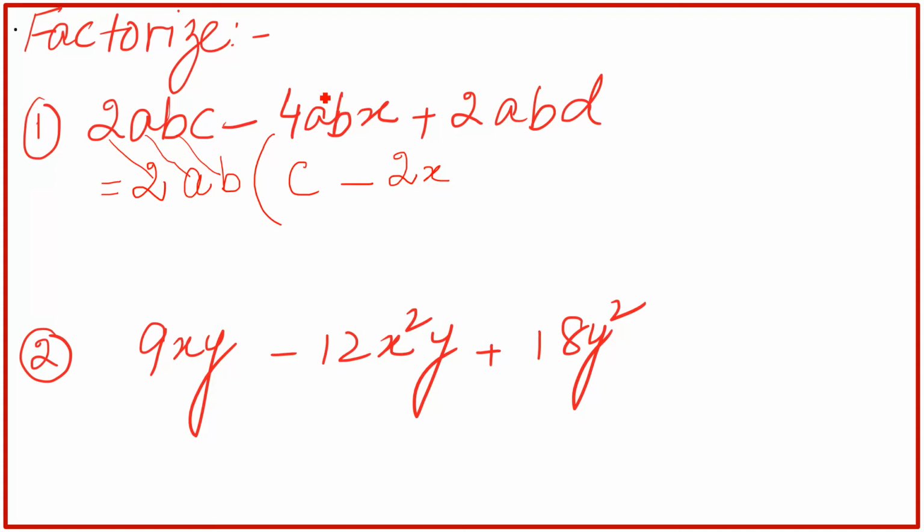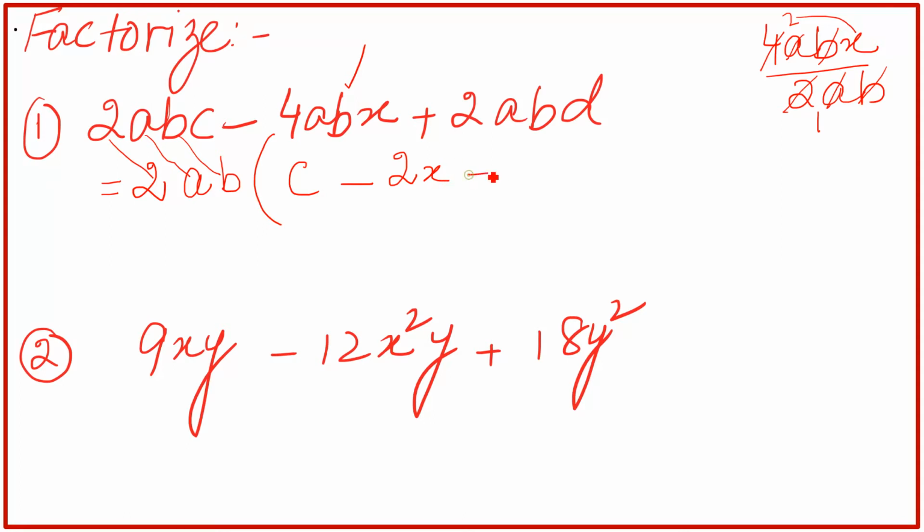If this point is not clear to you, I can explain to you here as well. Take 4abx, and what we have taken common is 2ab. So this is the numerator. Write the common in the denominator, and then we will divide. A will cancel A, B will cancel B. 2 times 2, 2 times 4. So only 2x is remaining. So that is why I have mentioned 2x here.